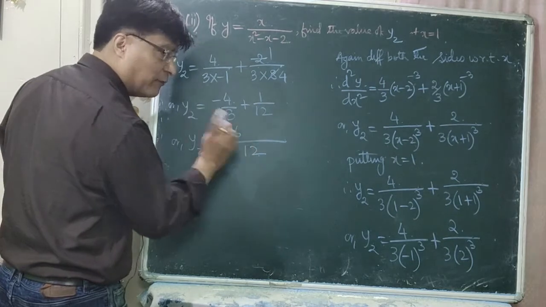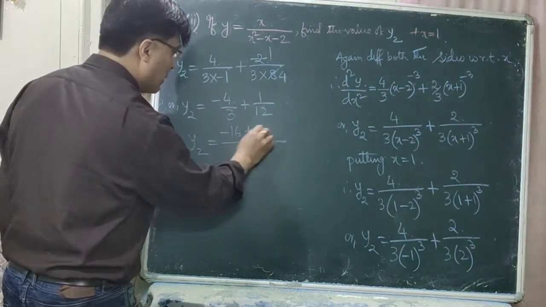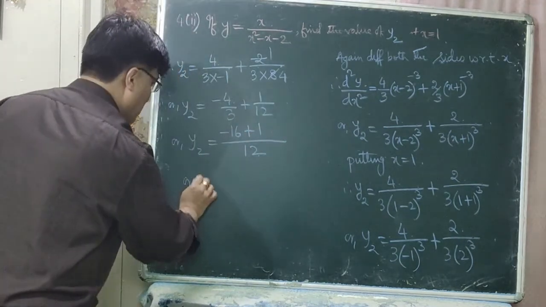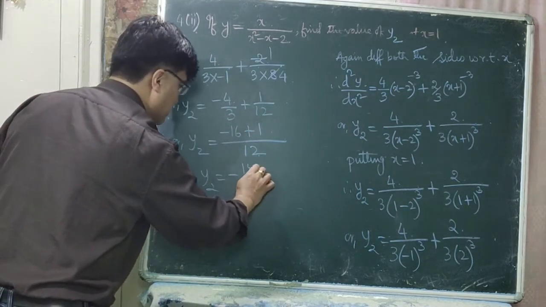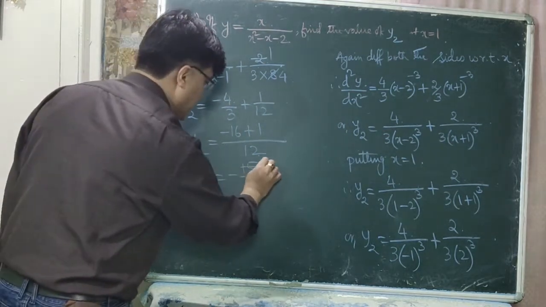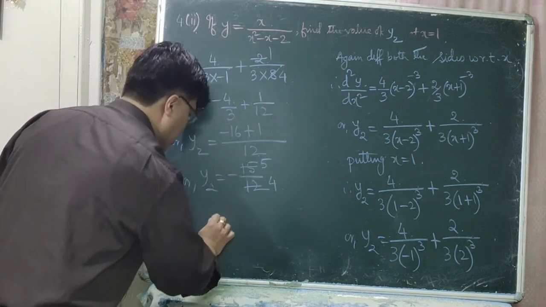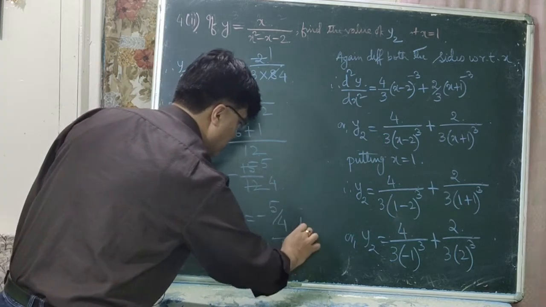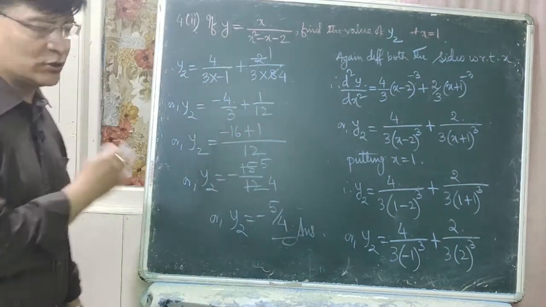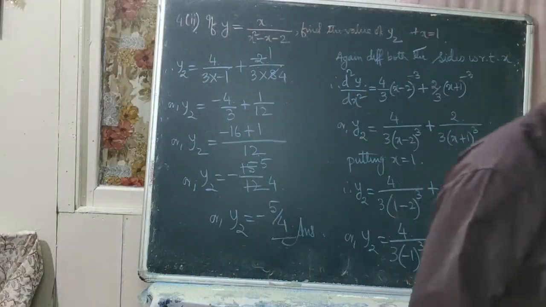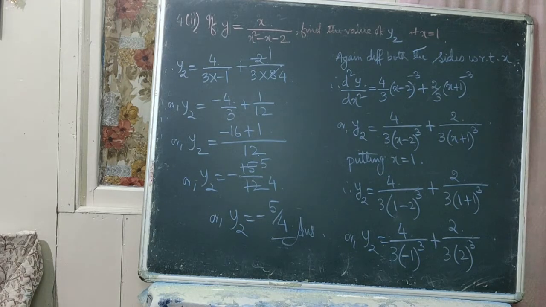3 into 12, how much is it? 4. 4 into minus 4 is minus 16 plus, now 12 divided by 12 one time, so 1 into 1 is 1. Or y2 is equal to minus 15 upon 12, so you can cancel it by 3. 3 5s are 15, 3 4s are 12. So what is the value for y2? y2 is equal to minus 5 upon 4. So this is the final answer. So we can copy it. Now we'll do the next question.